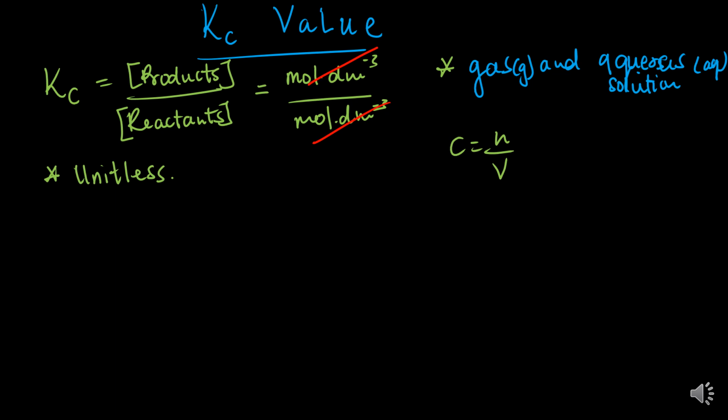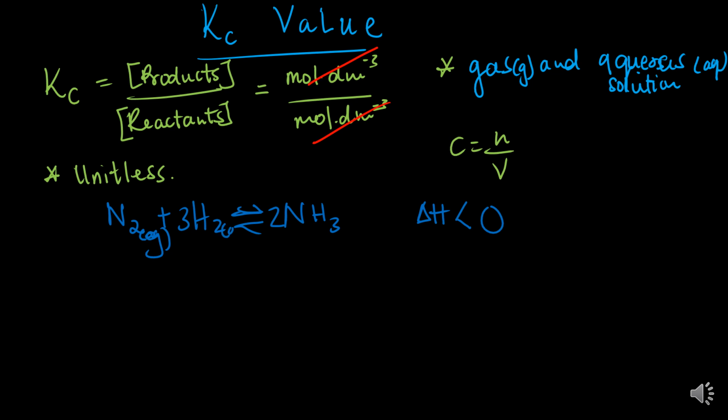Now, let's quickly make an example. Let's say you are given the formation of ammonia, an equilibrium reaction, and let's say it forms NH3 and delta H is less than 0, right? Let's quickly balance that, and it's balanced now. All of these are gases. How would you write the Kc expression?